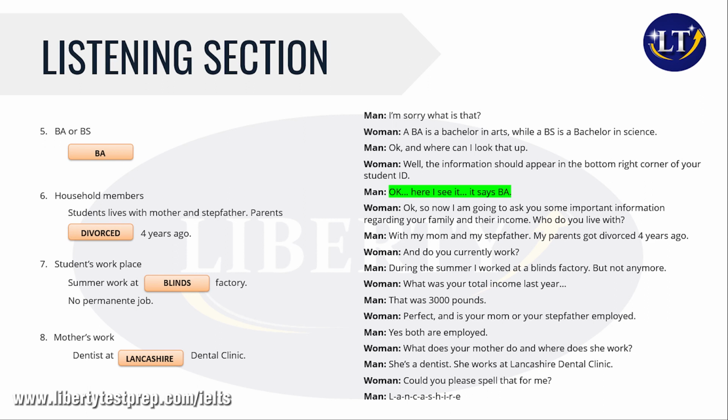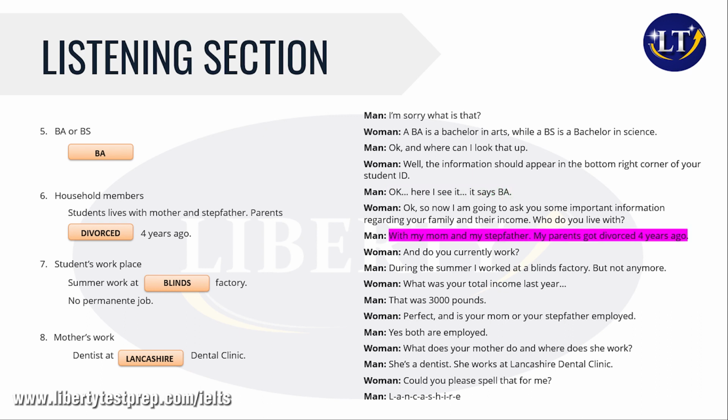Okay, the answer for question number 5 would be BA. At first, the man doesn't really know if he's a BA or a BS. The woman tells him where to find that information. And then he looks at his ID and he goes, okay, here I see it. It says BA. Okay, so BA would be the answer for number 5.